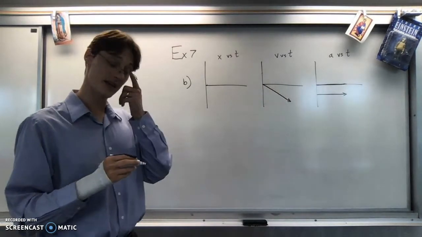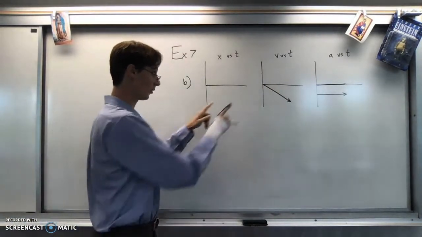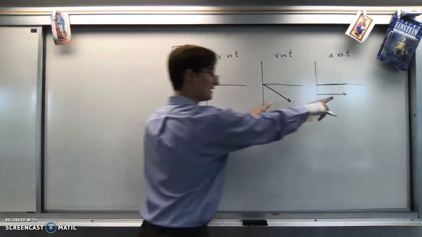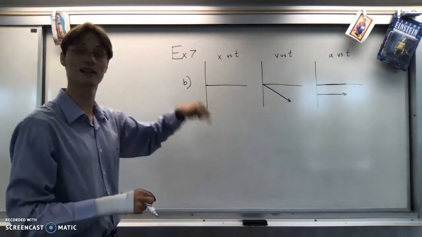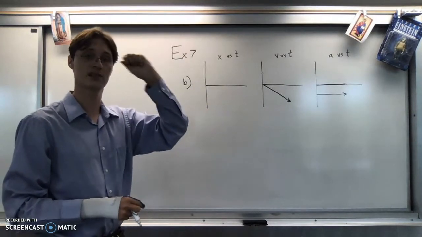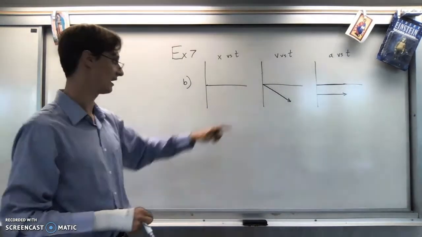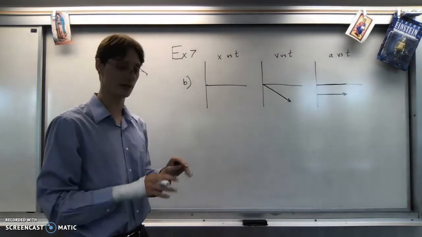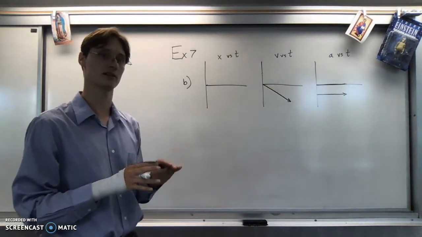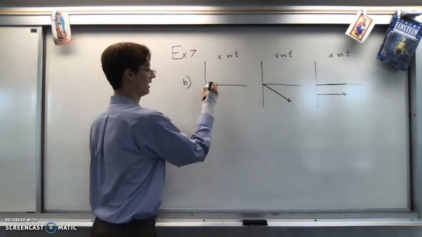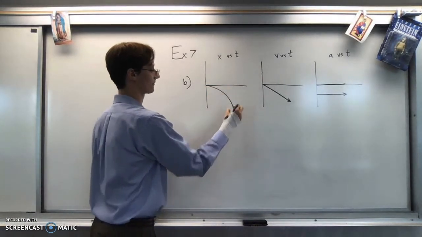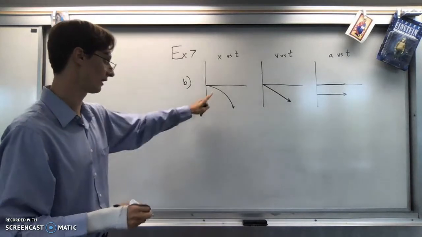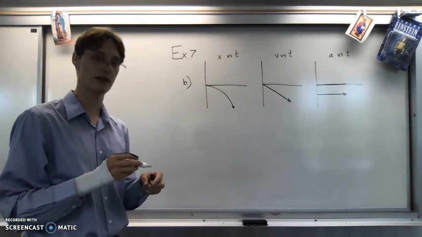Okay, that being the case, we should know if we have a negative acceleration, we should have a concave down position versus time graph. And based on this, it should be going faster and faster in the negative direction. And so my graph should look like that. It will be going faster and faster in the negative direction.